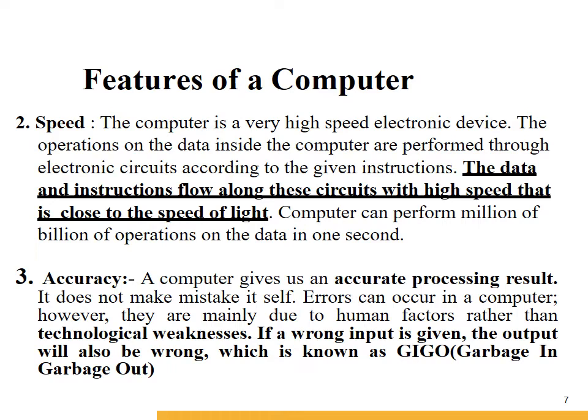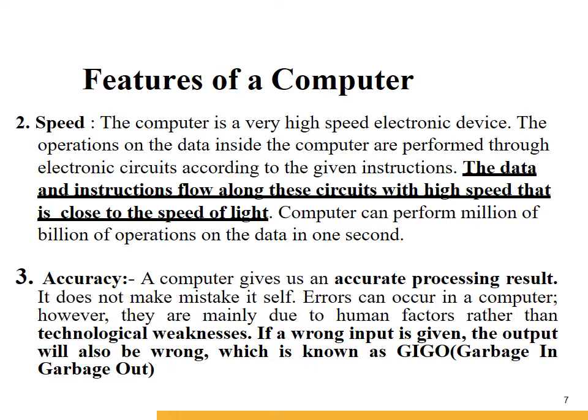So millions of calculations and comparisons are performed by a computer in fraction of second. The computer is a very high speed electronic device. So now the operations on the data inside the computer are performed through what? Through electronic circuits according to the given instruction. The data and instruction flow along these circuits with high speed that is close to the speed of light. Computer can perform millions and billions of operations on the data in 1 second.